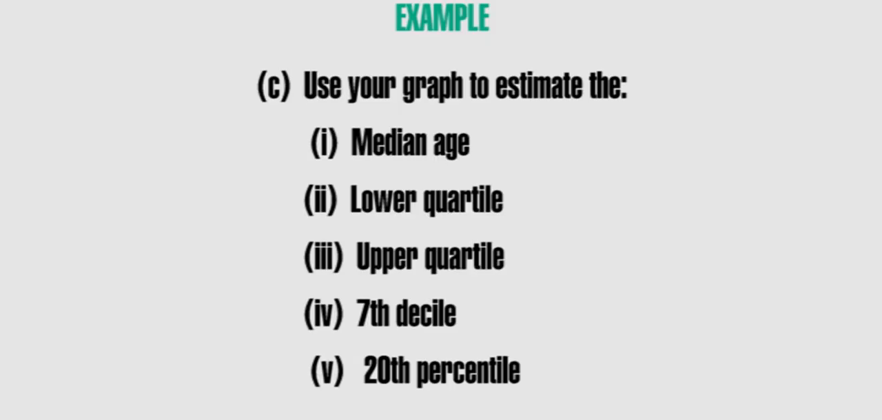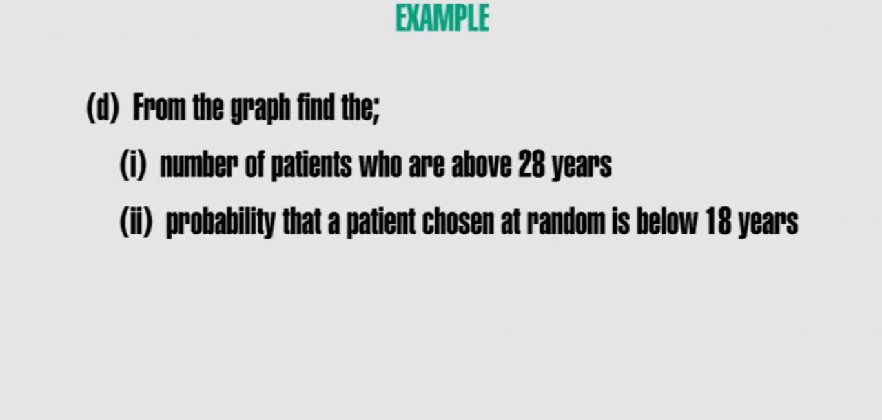and then the 4th one, students are to find from the graph the number of patients who are above 28 years, and then the probability that a patient chosen at random is below 18 years. This appears to be a complete WASSCE question.